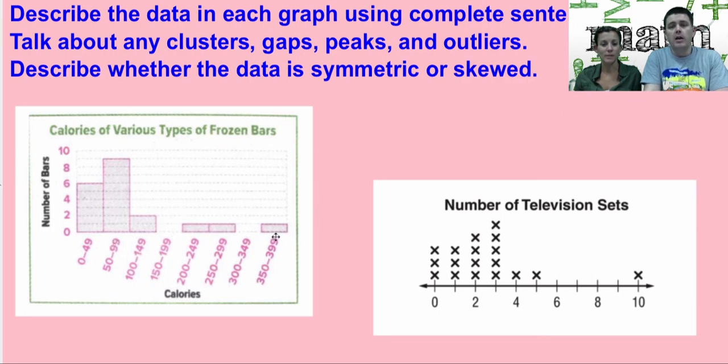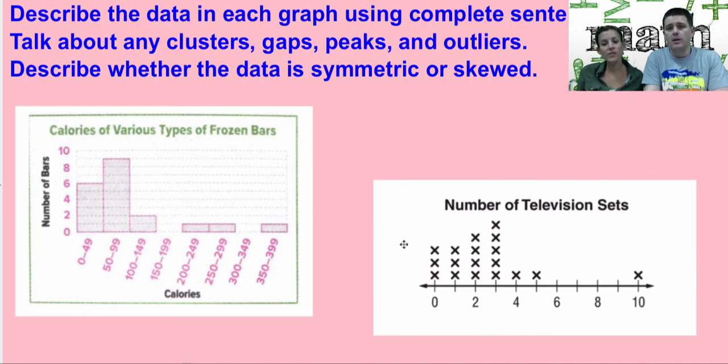So we hit them all? Symmetry, peak, clusters, gaps. There's no outliers here because, yes, there's something between 350 and 399, but we don't know what specific number is there, so we can't be specific about whether there's an outlier in this group or not. But you're just describing as many of those pieces as you can.